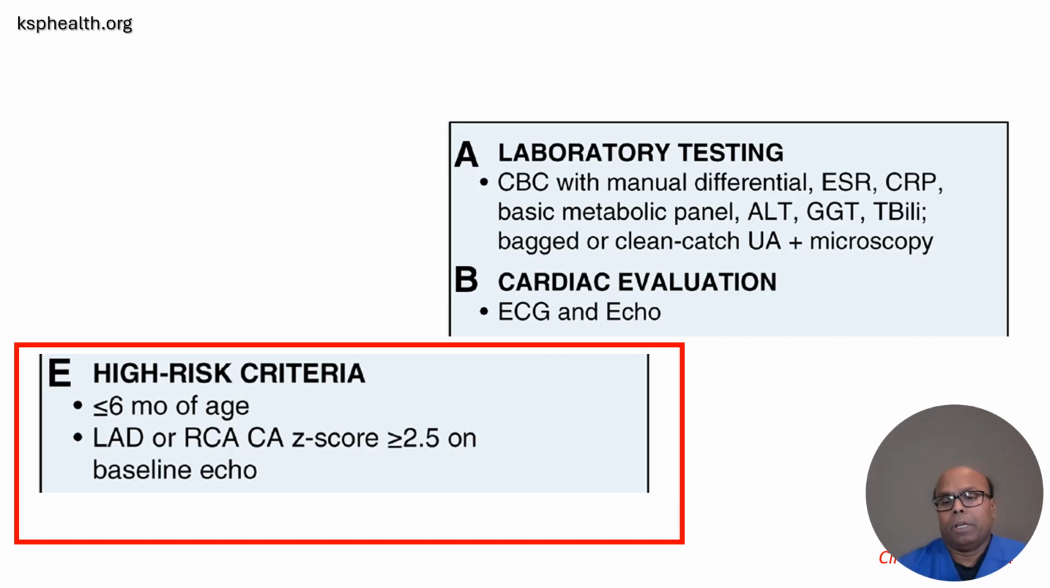The lab testing recommended in Kawasaki disease: CBC with manual differential, ESR, CRP, basic metabolic panel, liver enzymes such as ALT, GGT, T-bili, and bagged or clean catch urinalysis and microscopy. Cardiac evaluation needs to be done by echo and EKG. The high-risk criteria are patients 6 months or less, or LAD or RCA coronary Z-score more than 2.5 on baseline echo.